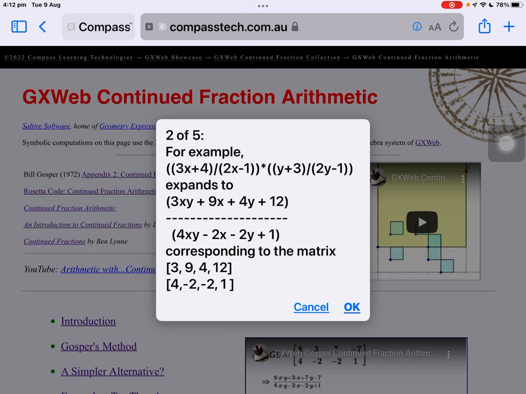Let's look at these two linear fractional transformations: 3x plus 4 over 2x minus 1, so that's a linear function on x, multiplied by y plus 3 over 2y minus 1, a linear function on y. If we multiply those and expand them, we get 3xy plus 9x plus 4y plus 12 as the numerator, 4xy minus 2x minus 2y plus 1 as the denominator, corresponding to the matrix 3, 9, 4, 12, 4, minus 2, minus 2, 1. Hopefully that makes a bit more sense.